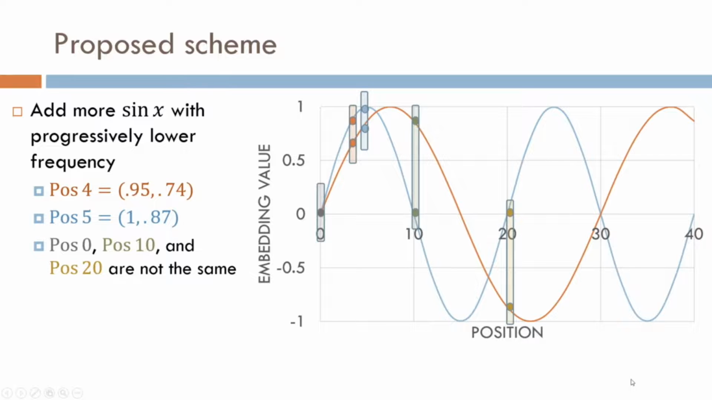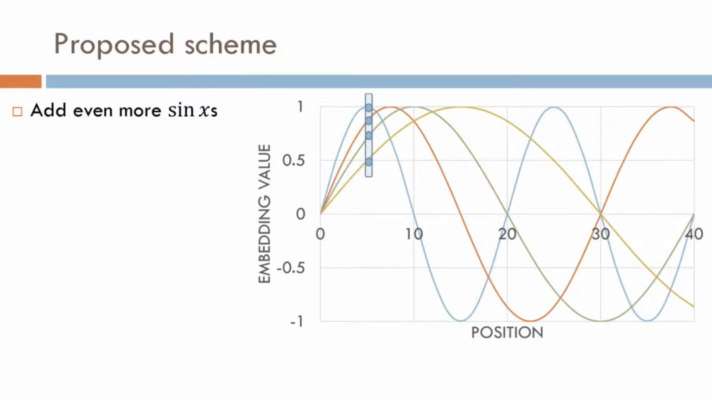Both problems are solved. And to make it even better, they add even more sine functions, like these as shown. So now there are four sine functions, and each position has become a four-dimensional vector. The positional embedding has become a four-dimensional vector corresponding to a particular position.